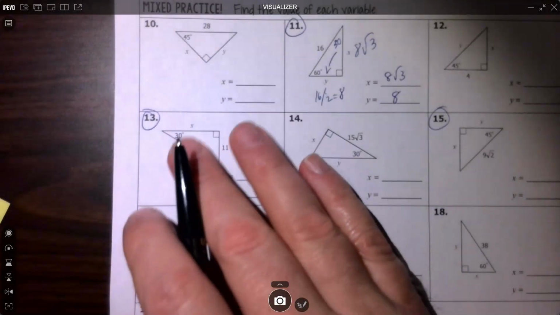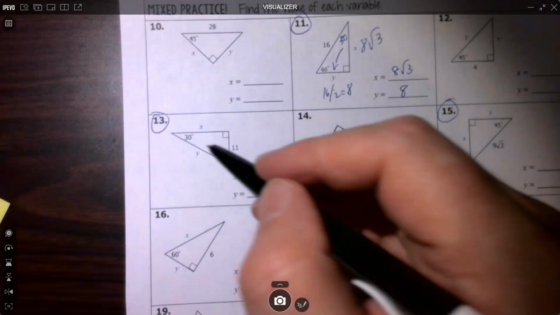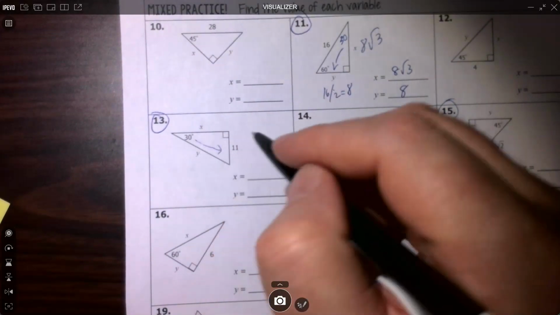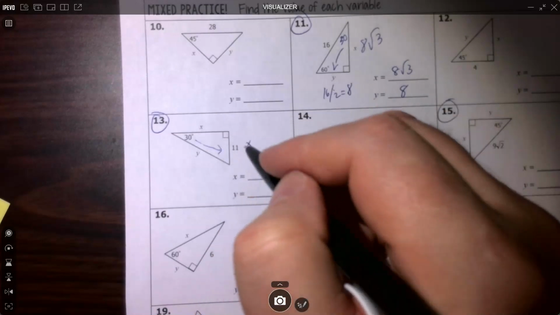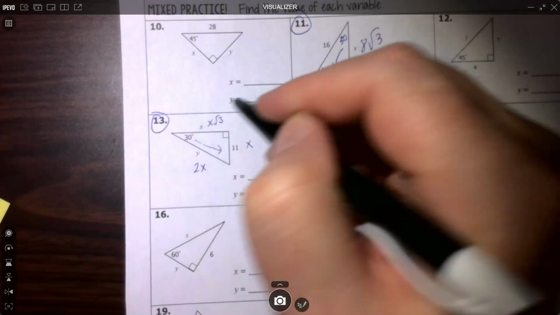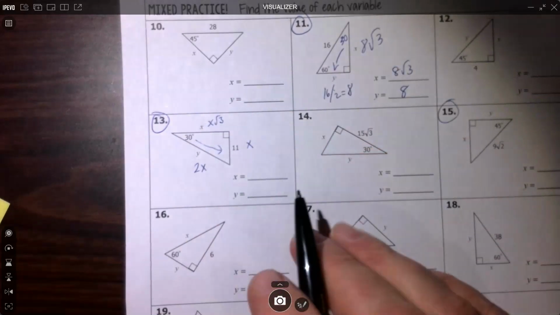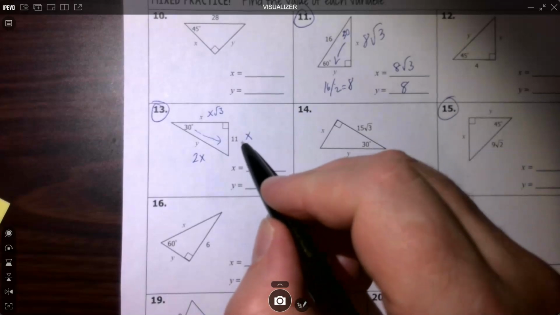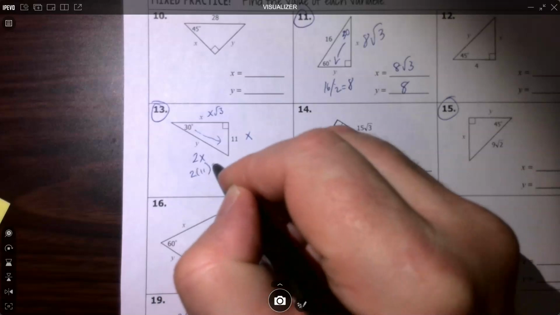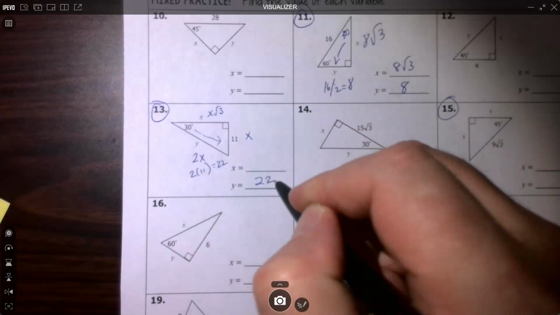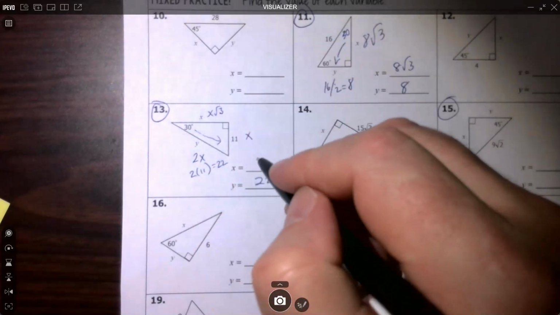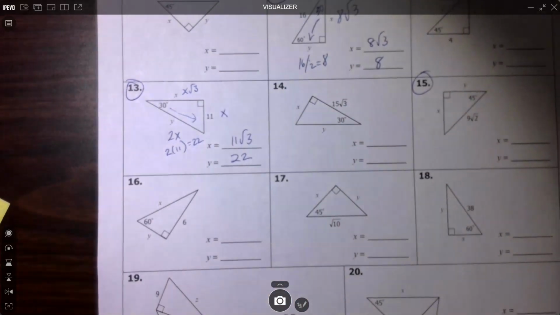Okay. So ignore the letters and just fill in the spaces. All right. So if the opposite is 30, remember this is x. So if you want to, you can remind yourself that this is x, this is 2x, and this is x square root of 3. Ignore the actual letters that are in the problem, all right? So here x is 11, all right? So that means y is 2 times 11, which is 22. And then x is 11, so this x is 11 square root of 3. And that's all there is to it.